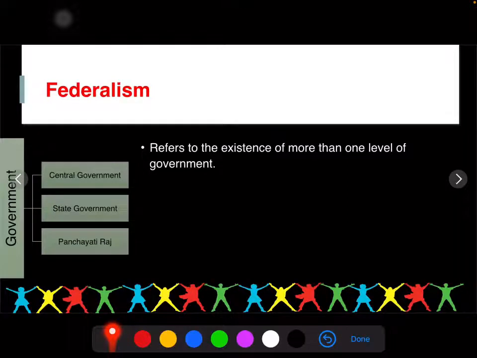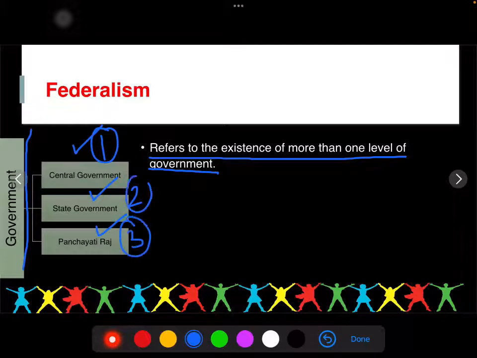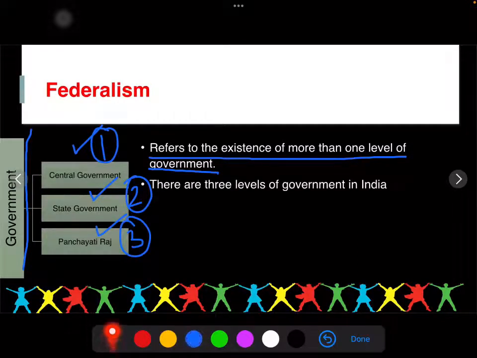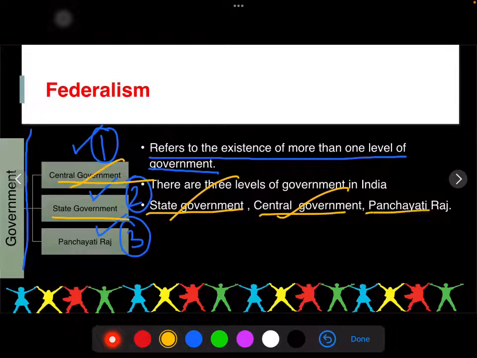Federalism refers to the existence of more than one level of government. So we see here the government is divided into central, state, panchayati. So we say that the government is divided, right? There are more than one level of government. This is the first level, second level, third level. There are 3 levels in the government in India: the state government, central government, Panchayati Raj.